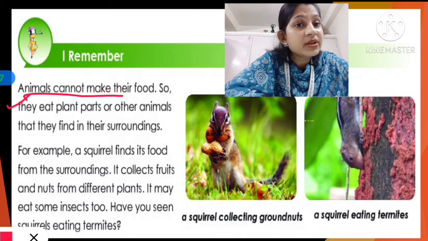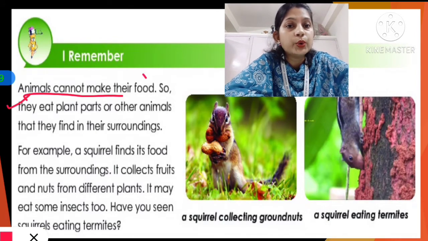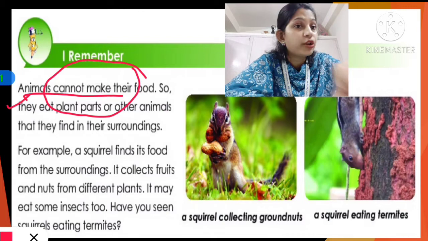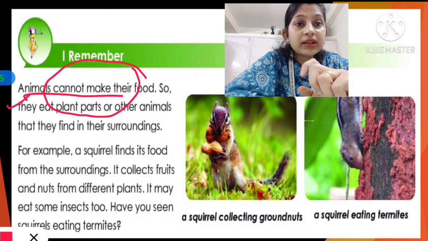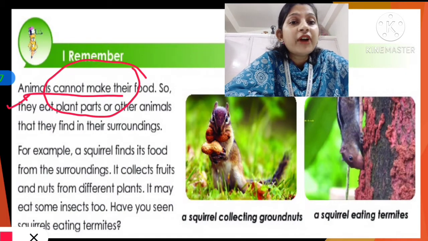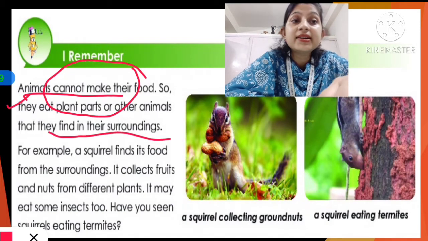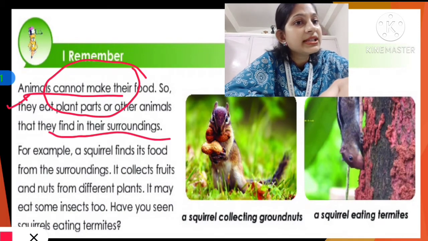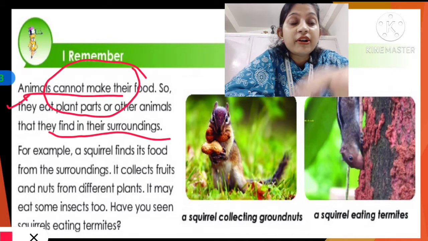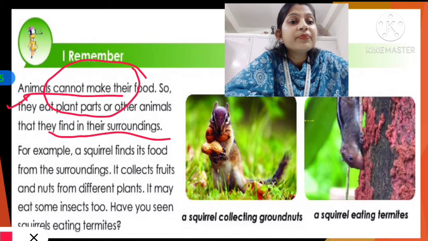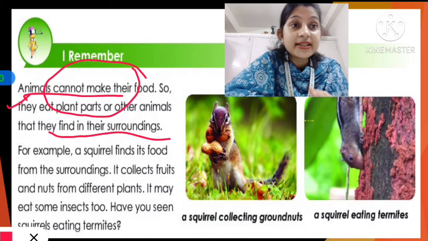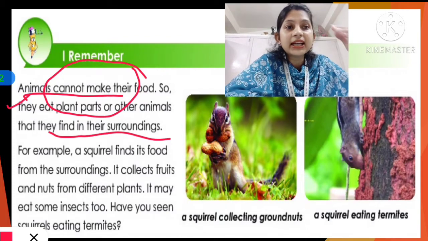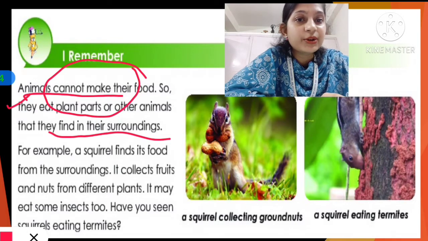What about animals? Can they make their food? No. See here this line: they cannot make their own food. And since they cannot make their own food, they find or search for their food in their surroundings. What do we call these animals or organisms which cannot make their food? We call them heterotrophs. Please learn these terms. They are going to come again and again in your higher classes also, okay?